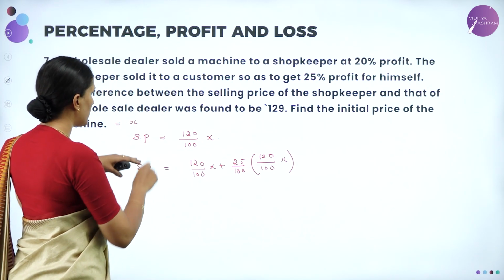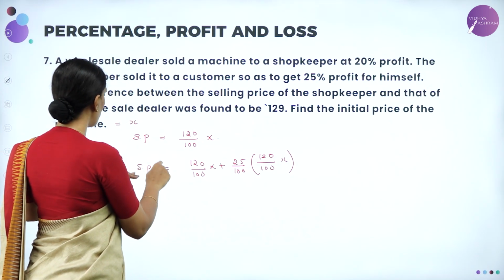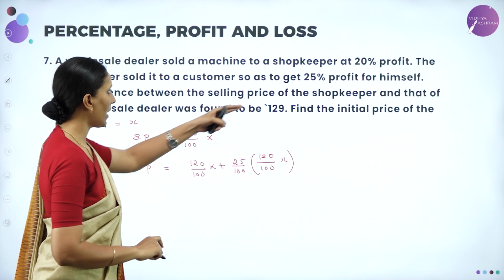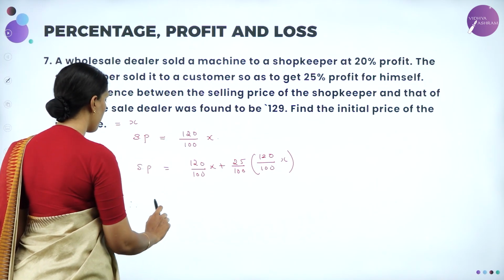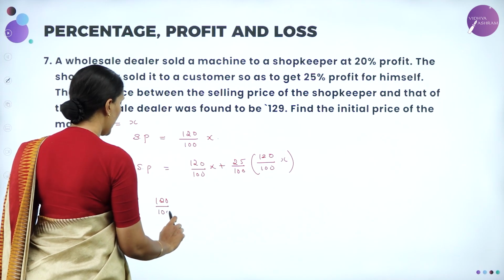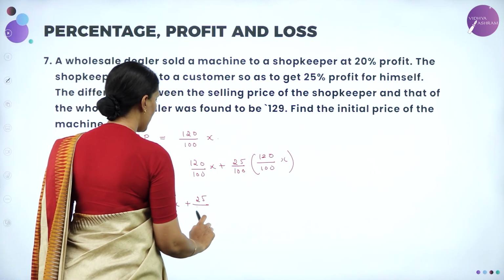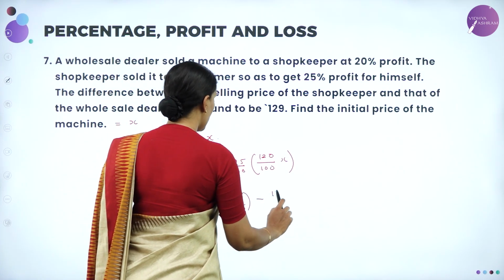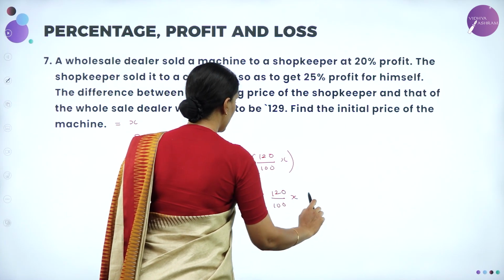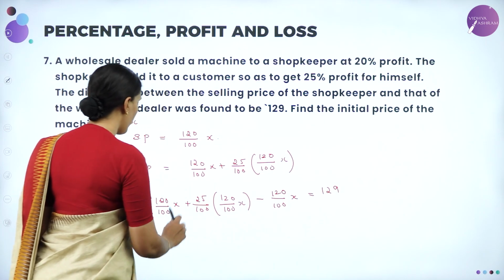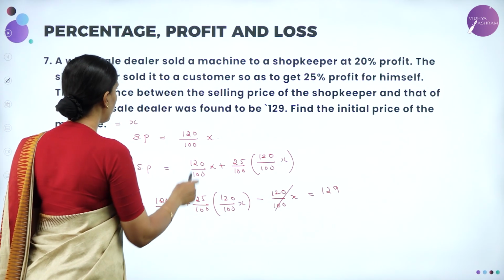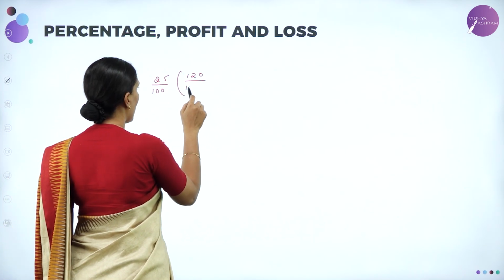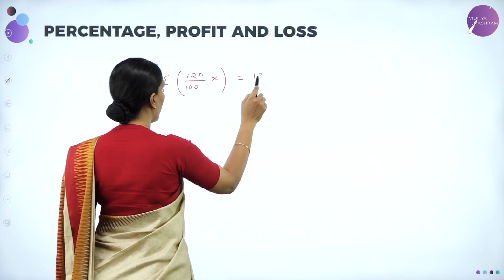So now if we observe these two, we can clearly see the selling price of the shopkeeper will be more than the selling price of the wholesale dealer. And their difference is given as 129. So therefore here 120 by 100x plus 25 by 100 into 120 by 100x minus 120 by 100x is equal to 129. So we can cancel these two terms here. Next we are left with 25 by 100 into 120 by 100 x is equal to 129.